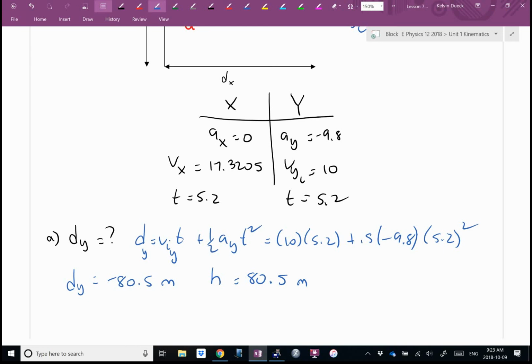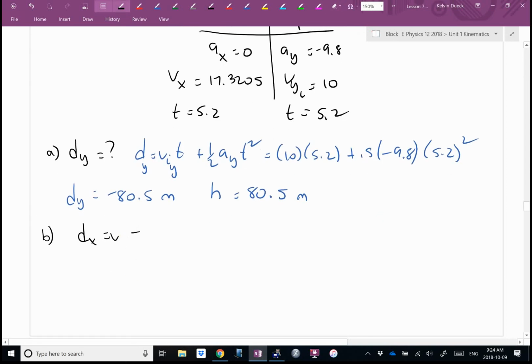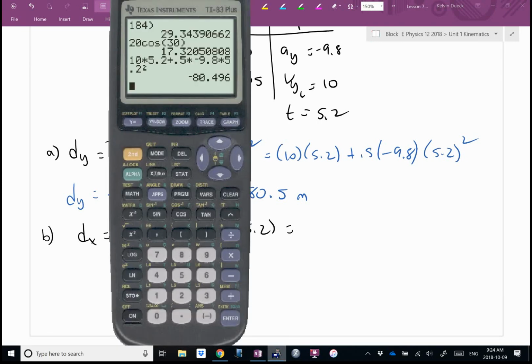Hannah, what's B you want me to find? Range? Oh. dx equals vxt plus a half at squared? Nope. Here the a will definitely cancel because a is 0. So it's going to be 17.3205 times 5.2. Have we had to pull out the quadratic formula here? Nope. Have we even had to do much formula manipulation here? Nope. If you know time, the question falls apart.